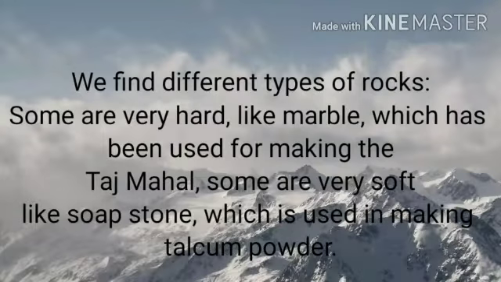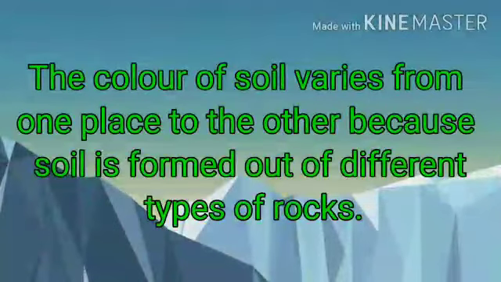We find different types of rocks. Some are very hard, like marble, which has been used for making the Taj Mahal. Some are very soft, like soapstone, which is used in making talcum powder. The color of the soil varies from one place to other because soil is formed out of different types of rocks.